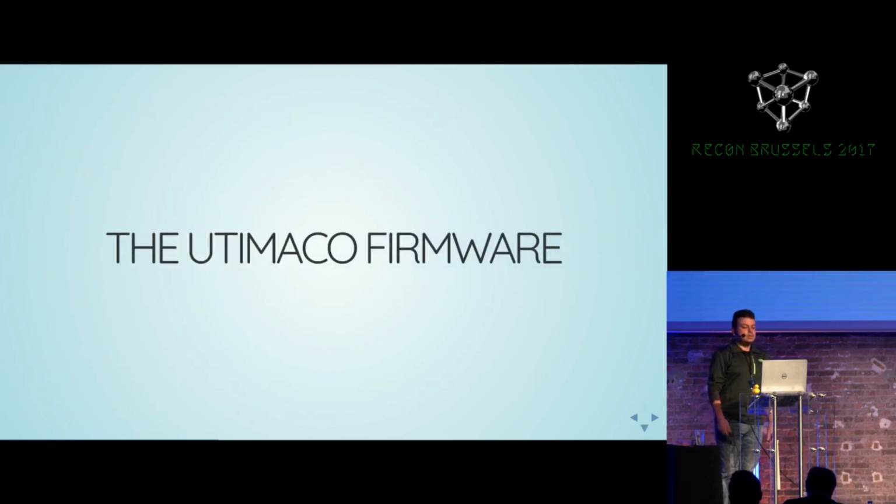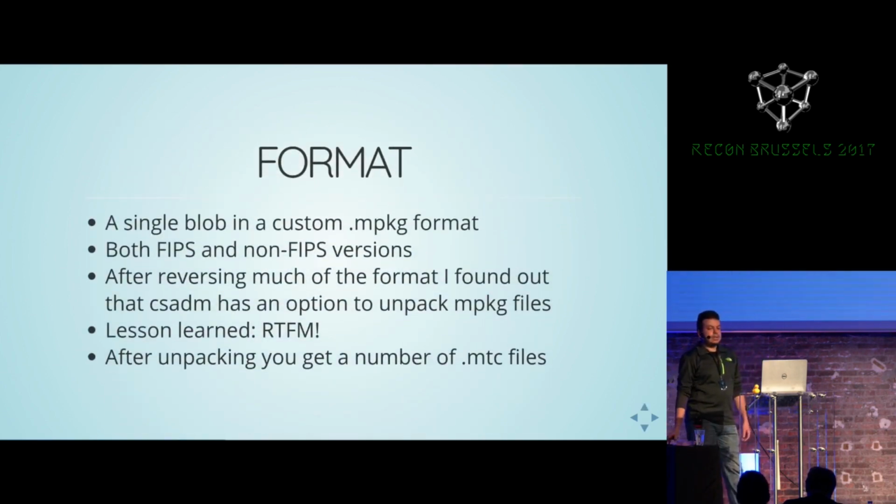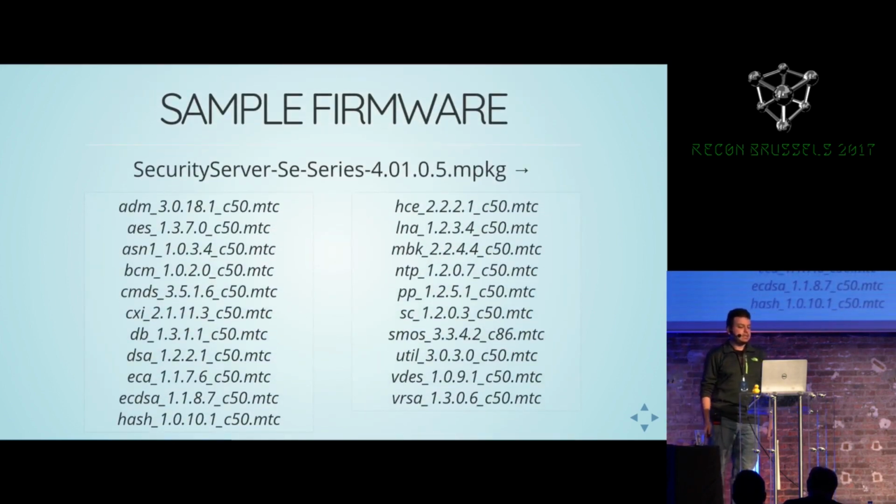And now we'll move on to the Utimaco firmware. The firmware is a single blob in a custom format. There are both FIPS and non-FIPS versions. So after reversing a lot of things, I figured out that CSADM, the tool that comes with the HSM, has an option to unpack these files. So first lesson learned: always read the funny manual. And after unpacking this MPKG, you get a number of MTC files.